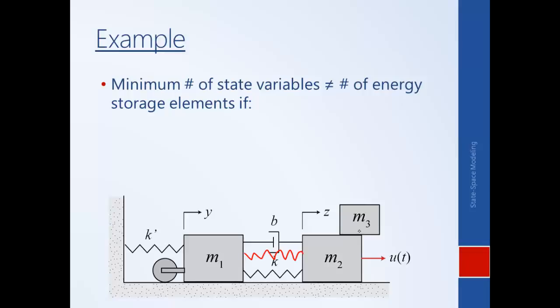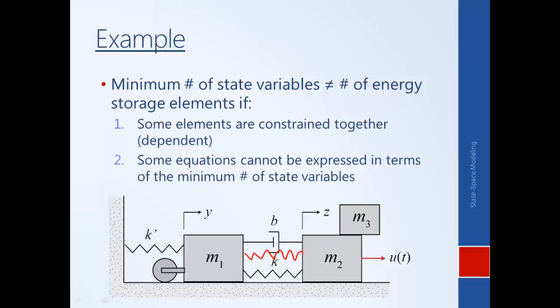Same thing with these 2 masses. If m3 doesn't slide relative to m2, they will have the same velocity. I can use the same state variable. If I have this disk here, if it's rolling without slip, then the motion of m1 is geometrically related to the motion of the disk. I don't need another variable to capture the speed of that disk, and so on. So if some elements are constrained together, i.e. if they're dependent on one another, then they don't need their own energy storage element.